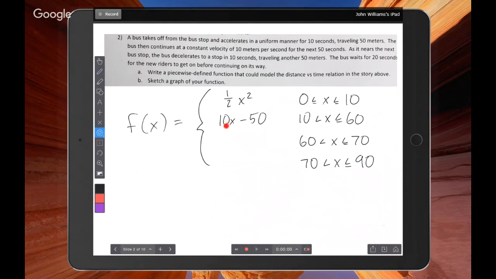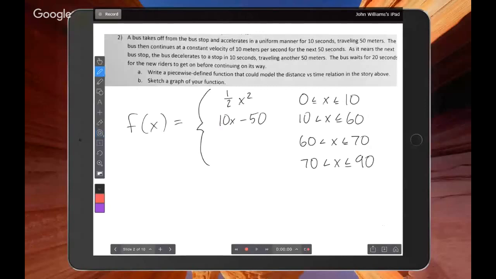Now here, I can't change this into like half of it. I can't make this 5x. What I need to do is keep this as a 10 because I know the slope is 10. So that's required. So I'm fine as long as I keep the slope at 10. So that's why I'm using minus 50 rather than taking half the slope. 10x minus 50, there we go.